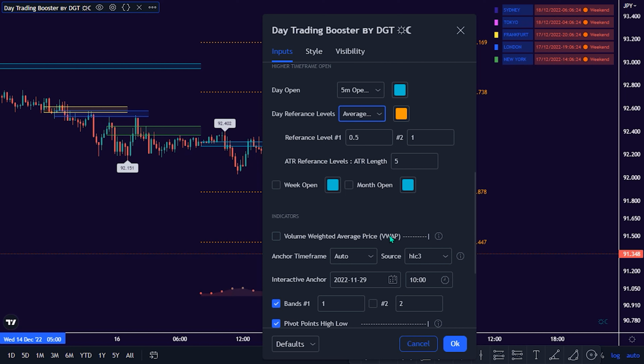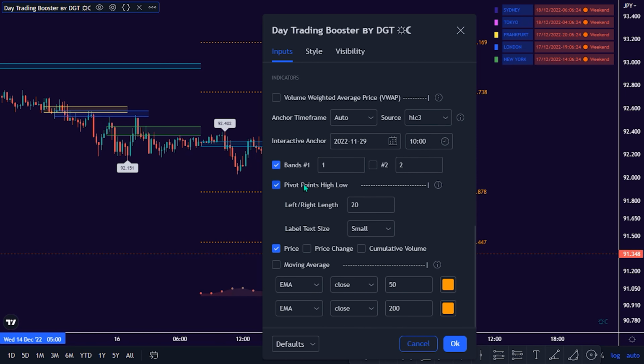VWAP. A custom interpretation of VWAP is presented here with auto, interactive, and manual anchoring options. Pivot High-Low Detection. Another custom interpretation of Pivot Point's high-low indicator. A moving average with the option to choose among SMA, EMA, WMA, and HMA.